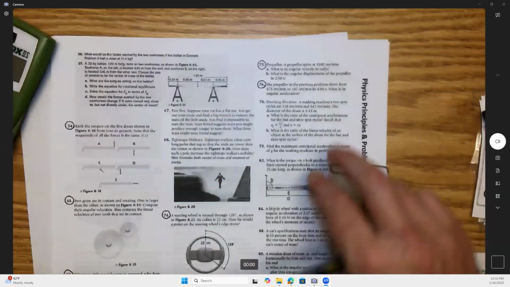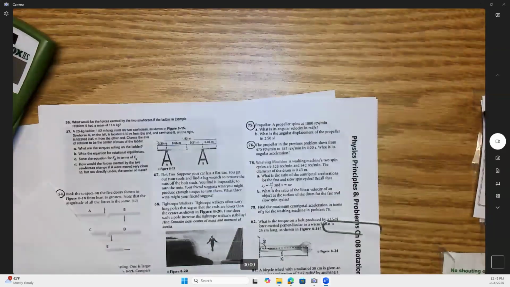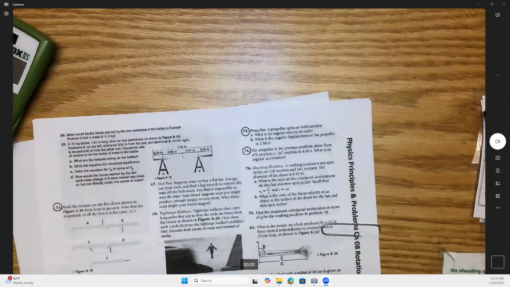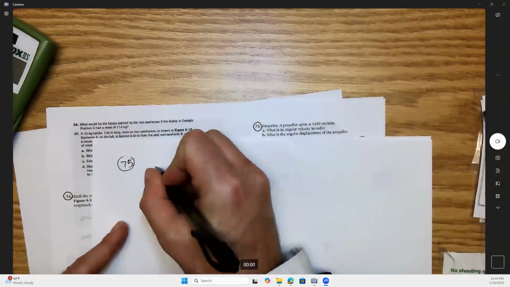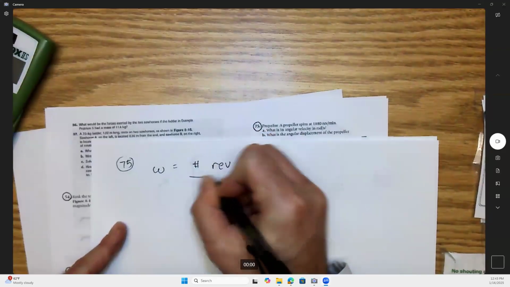Okay, another question. Let's look at these propellers. 75 and 76 are connected. It says a propeller spins at so many revolutions per minute. You guys ever heard of RPM, revolutions per minute? Now that is an angular velocity. So I'm going to start out like that. I'll say angular velocity equals some number of revolutions per minute.